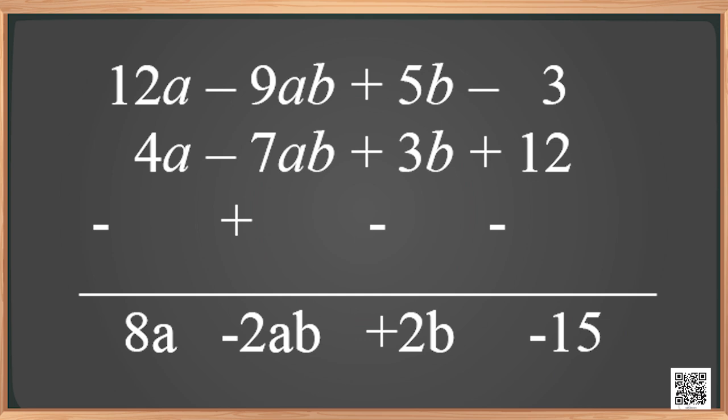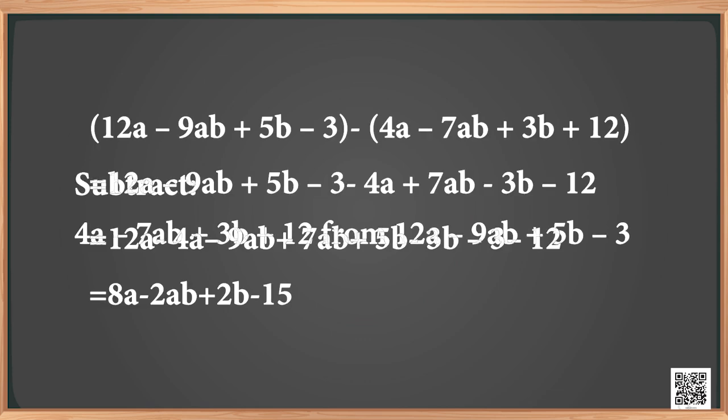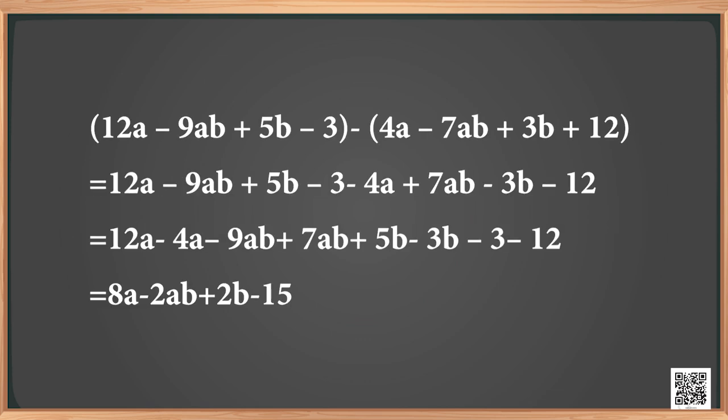Let us try to solve the same problem by the second method. Subtract 4a minus 7ab plus 3b plus 12 from 12a minus 9ab plus 5b minus 3. As we discussed in the above problem, observe how we do the subtraction. We write the second expression first, followed by the minus symbol, then the first expression.